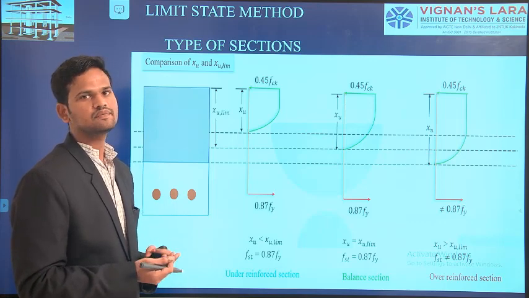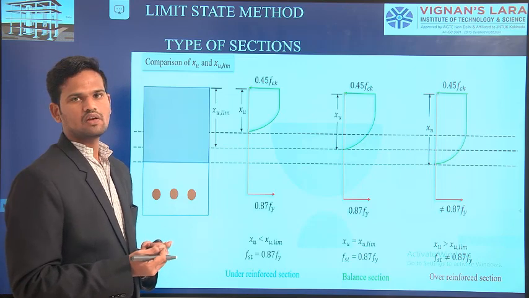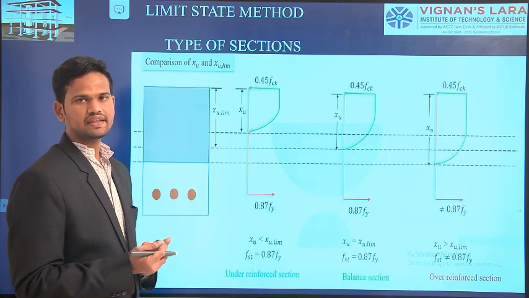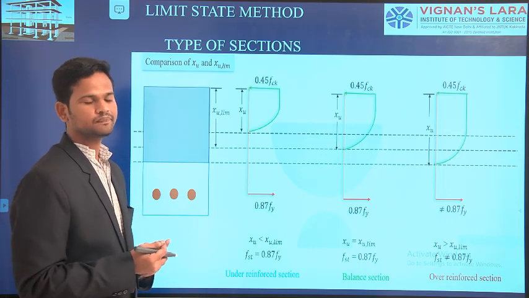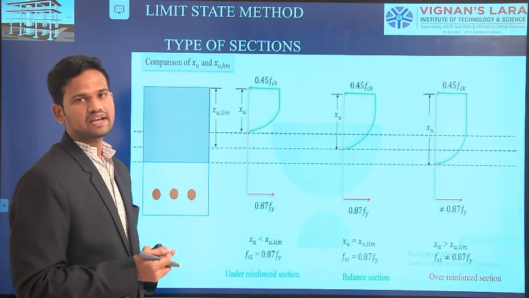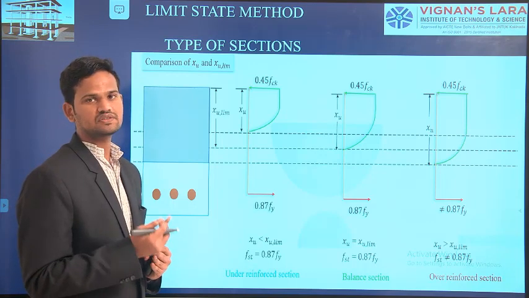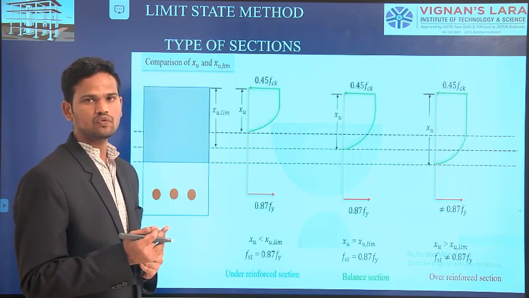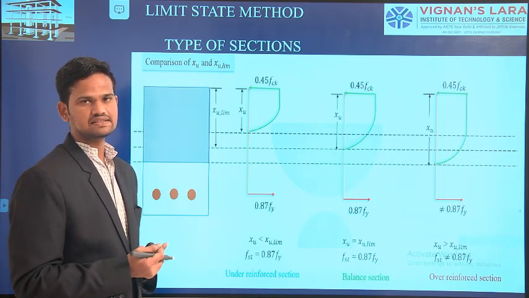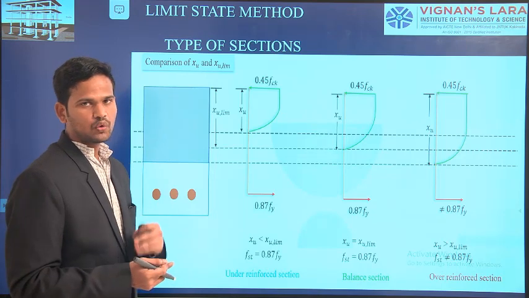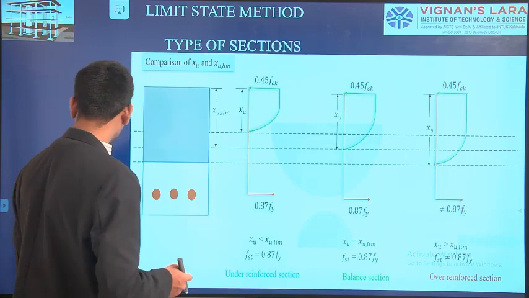of steel. For Fe 250 grade, we take the limiting depth of the neutral axis as 0.53 D, for Fe 415 grade of steel, we take it as 0.48 D, and for Fe 500 we take it as 0.46 D, where D is the effective depth of the section.